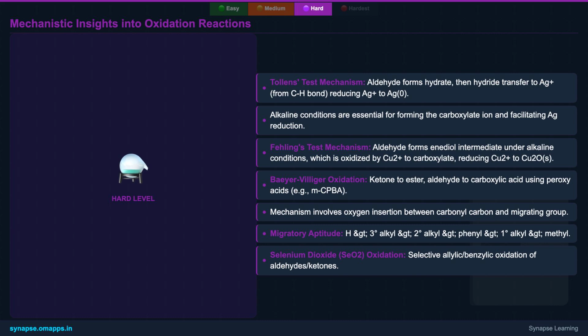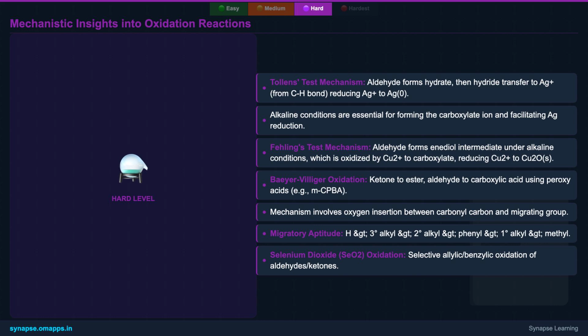A hydroxide ion abstracts a proton, and the resulting intermediate facilitates the transfer of a hydride from the carbon to the silver ion, reducing Ag+ to Ag metal, and oxidizing the aldehyde to a carboxylate. Similarly, in Fehling's test, the aldehyde forms an enediol intermediate under alkaline conditions. This enediol is highly susceptible to oxidation by the Cu2+ ions, leading to the formation of a carboxylate and the characteristic red precipitate of cuprous oxide.